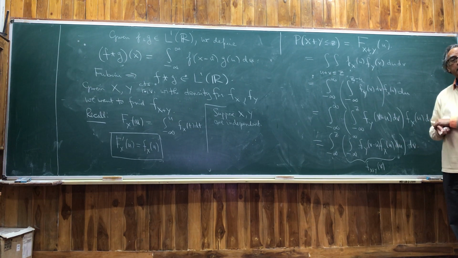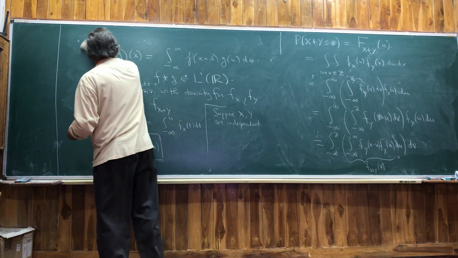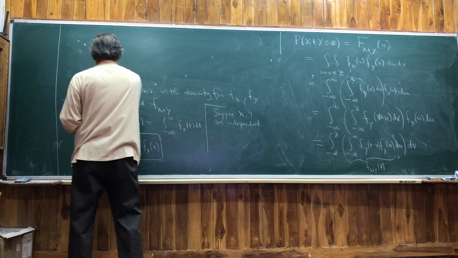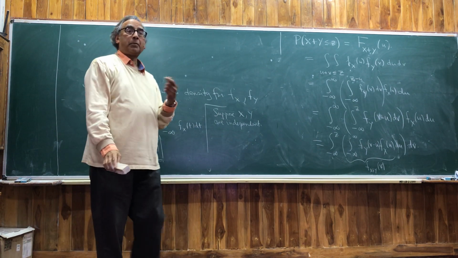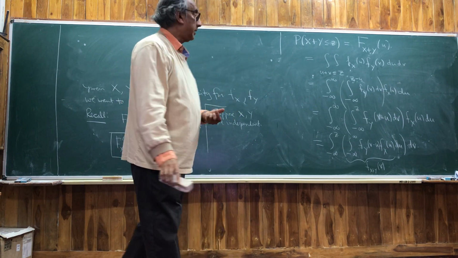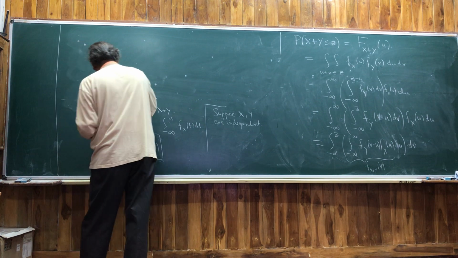So that's the density function. Now, what about the product of two? In the discrete case, the product density was the Dirichlet convolution of the two things. So is there something similar here? And the answer is there is.